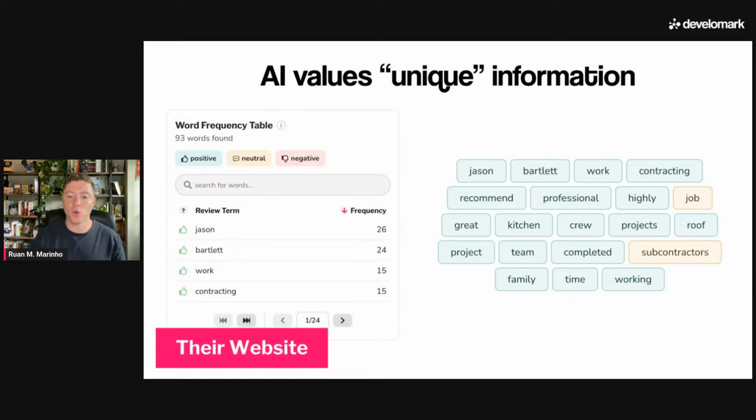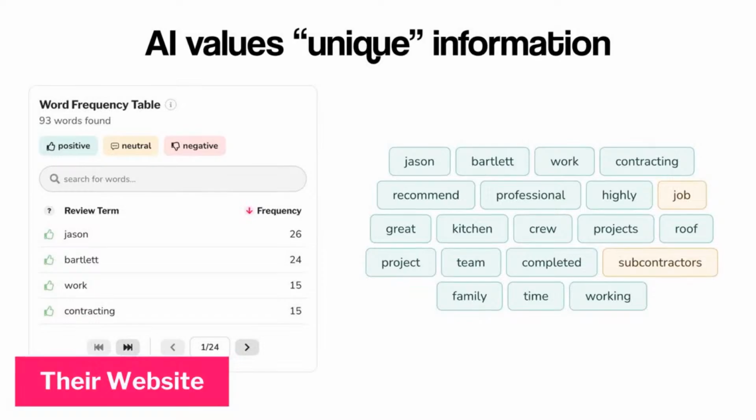He came up in 26 of the conversations next to the work that he does: the recommendations they would give, the professionalism, the high quality, the job they're a little skeptical on, the kitchen, the crew, the projects, the roof, etc. So this is going to guide the content that I'm going to put on the homepage of the website. If I'm really thinking about the data here, I'm trying to give the LLMs, I'm trying to give the consumer exactly what they want to see for this specific business in this specific area.